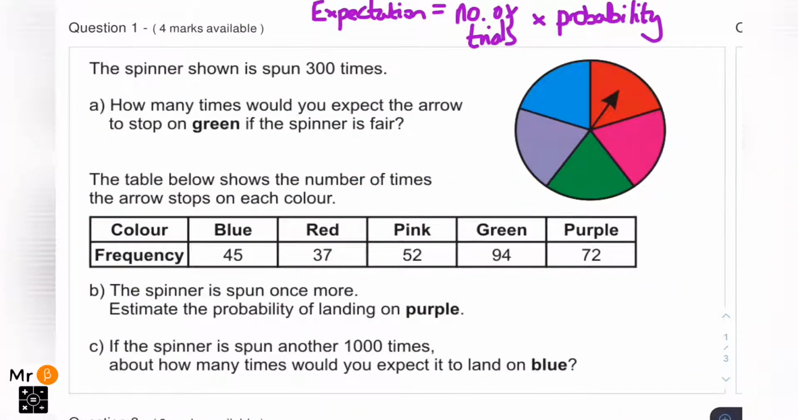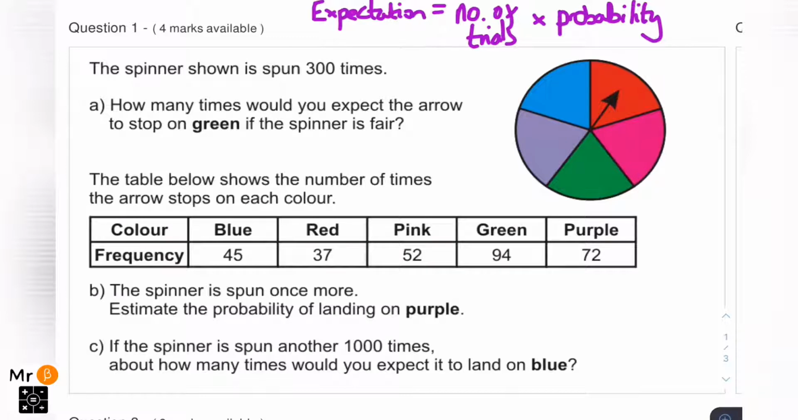So again, this formula at the top of the page, expectation, is equal to number of trials times by the probability. This is again key for today's lesson. So question 1 tells you that the spinner has been spun 300 times, and assuming it is fair, how many would we expect on green?